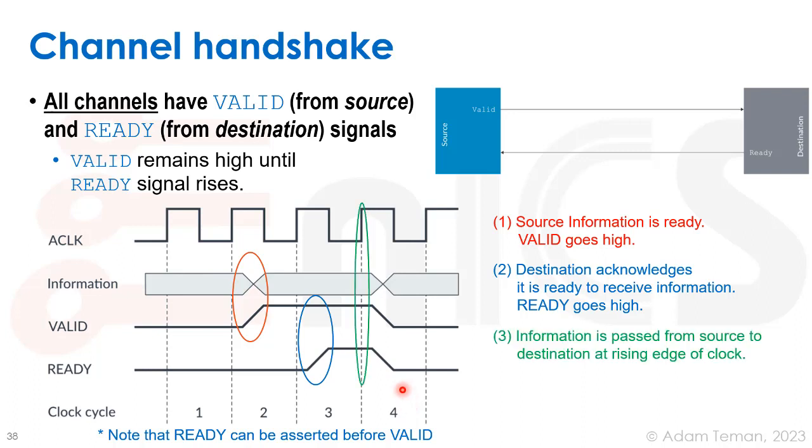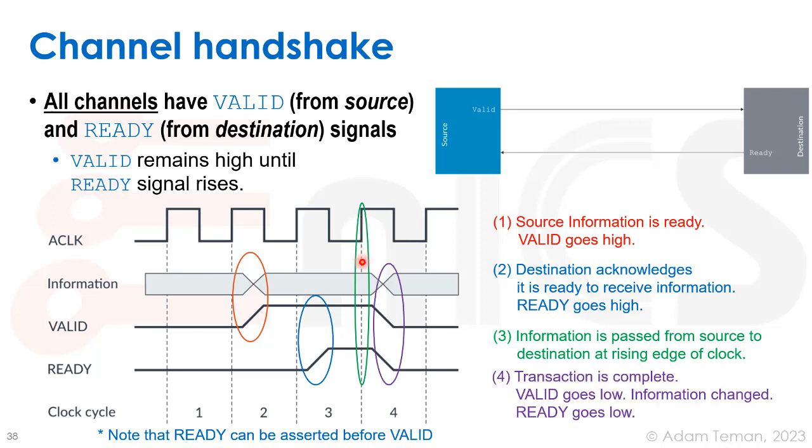Once both the valid and the ready are up, we can go on and, on the different clock cycles, do the passing of the information, and we'll see how that exactly works. Once this is finished, the valid is going to go down and the ready is going to go down, and this shows that the transaction is complete and we can start a new transaction. Note that ready and valid can both go down separately in order to initiate wait states for both the source and the destination.